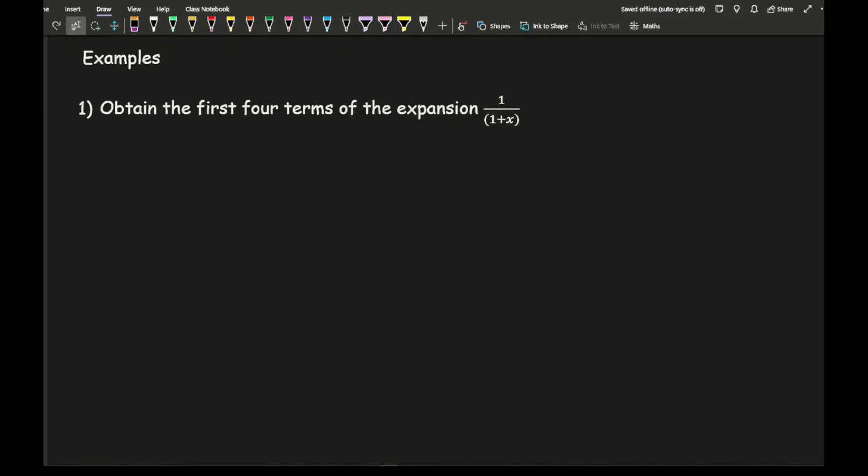So let's have a look at our first example. The first question says, obtain the first 4 terms of the expansion of 1 over 1 plus x. Now in terms of the solution for this, let's just write down what we're going to end up with. So the solution: the first thing I want to do is convert it into index form.